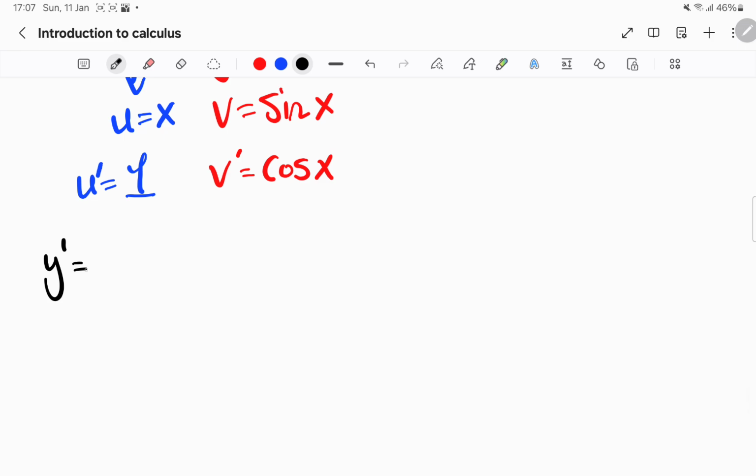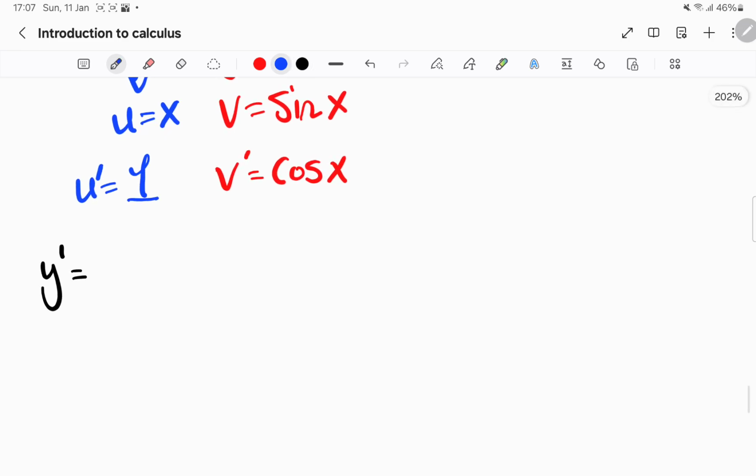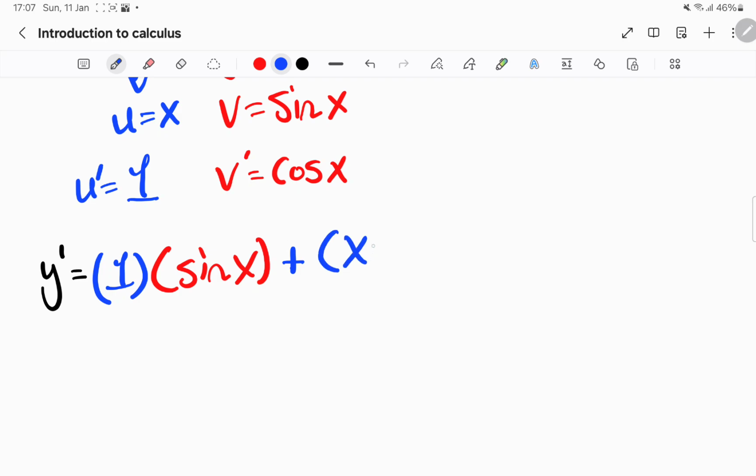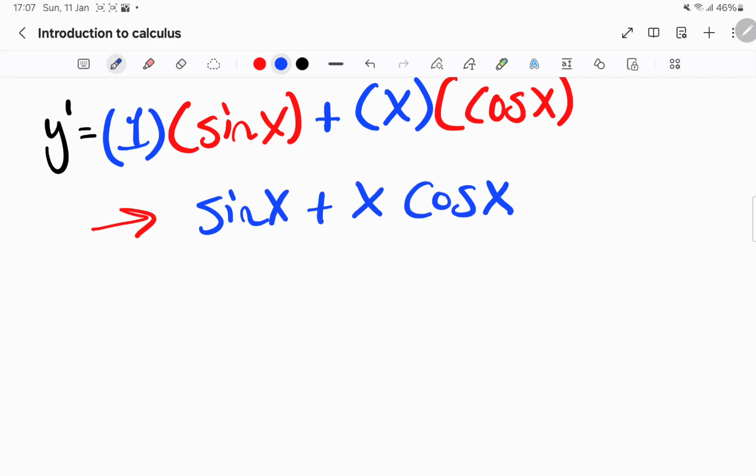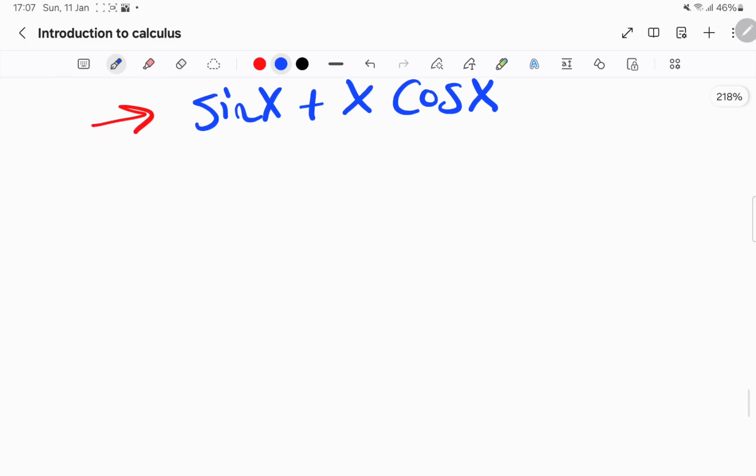So y prime would equal to, again, u prime 1 multiplied by v, which is sine x, plus u, which is x, multiplied by v prime, which is cosine x. Now we simplify. We have sine x plus x cosine x. That's our final answer.